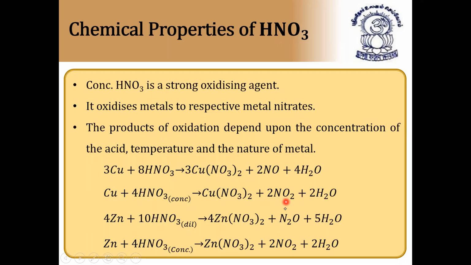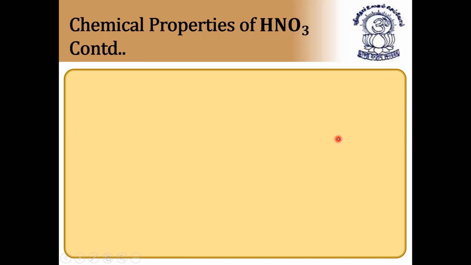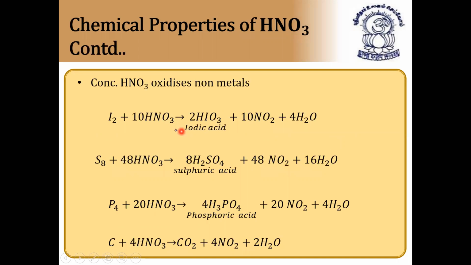That is nitrogen dioxide. I hope it is clear. Next, chemical properties of nitric acid continue. So concentrated nitric acid oxidizes non-metals. It oxidizes iodine to iodic acid. Oxidation: iodine to iodic acid plus NO2 plus H2O.